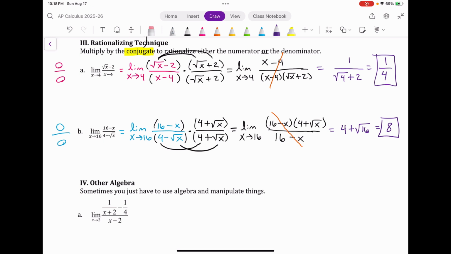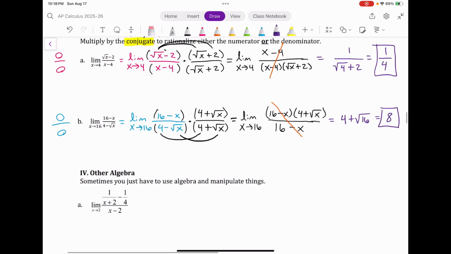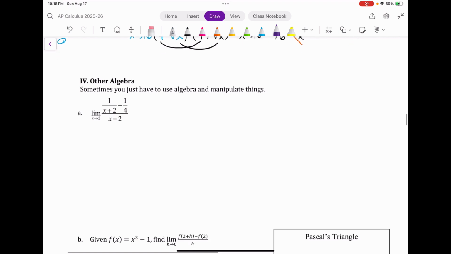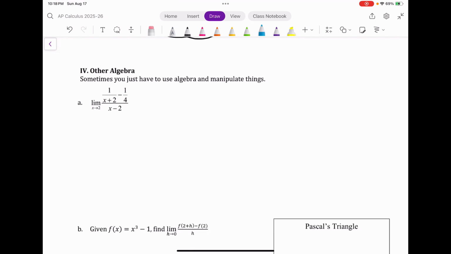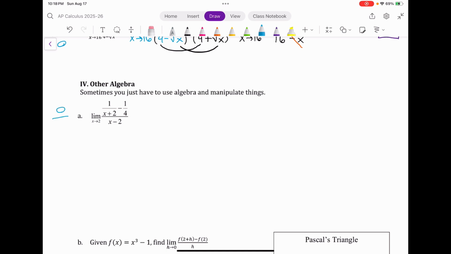All right, other algebra techniques. So sometimes we have to do other types of algebra. First technique, still the same. We try to directly plug in the value we're approaching. So if we plug in 2, we'll get 0 over 0. And anytime we have fractions within a larger fraction, we try to combine the smaller fractions through getting a common denominator. So we're going to multiply this first fraction by 4 over 4, and the second fraction by x plus 2 over x plus 2.